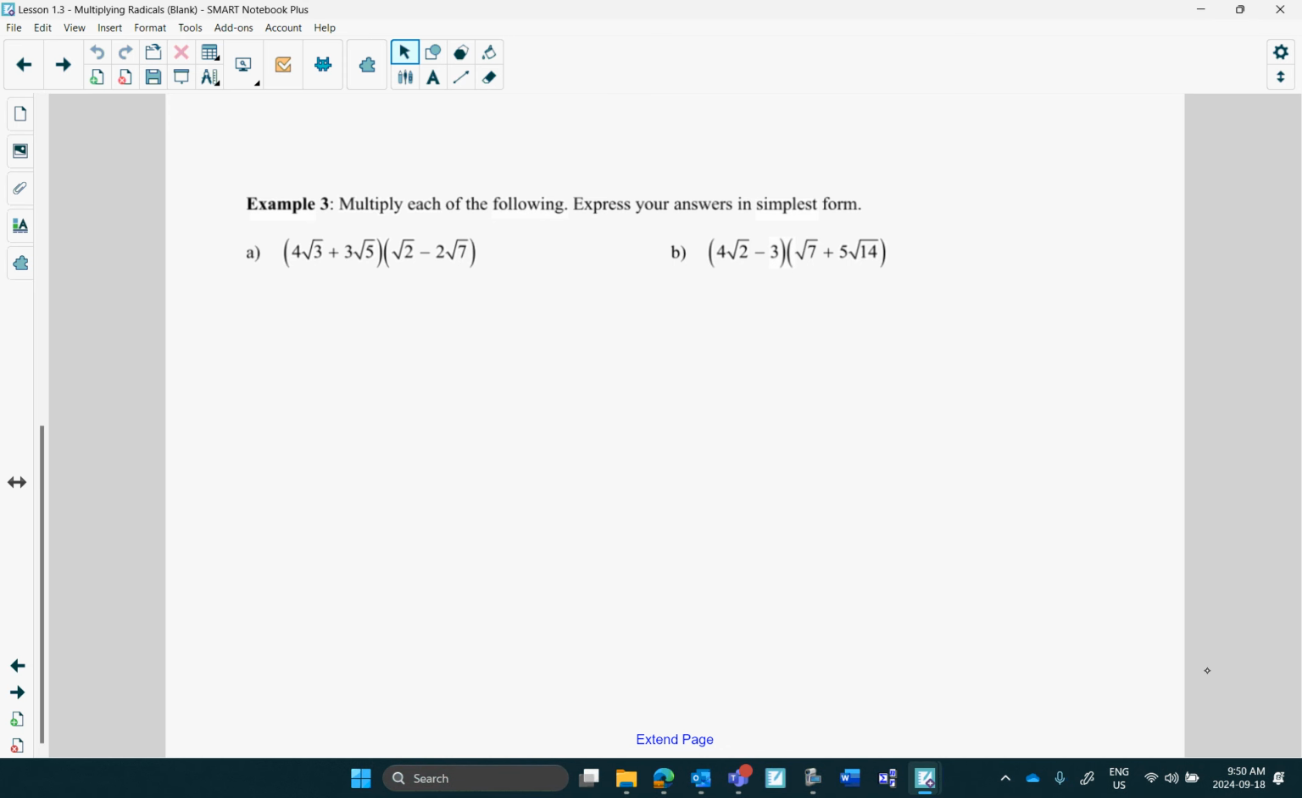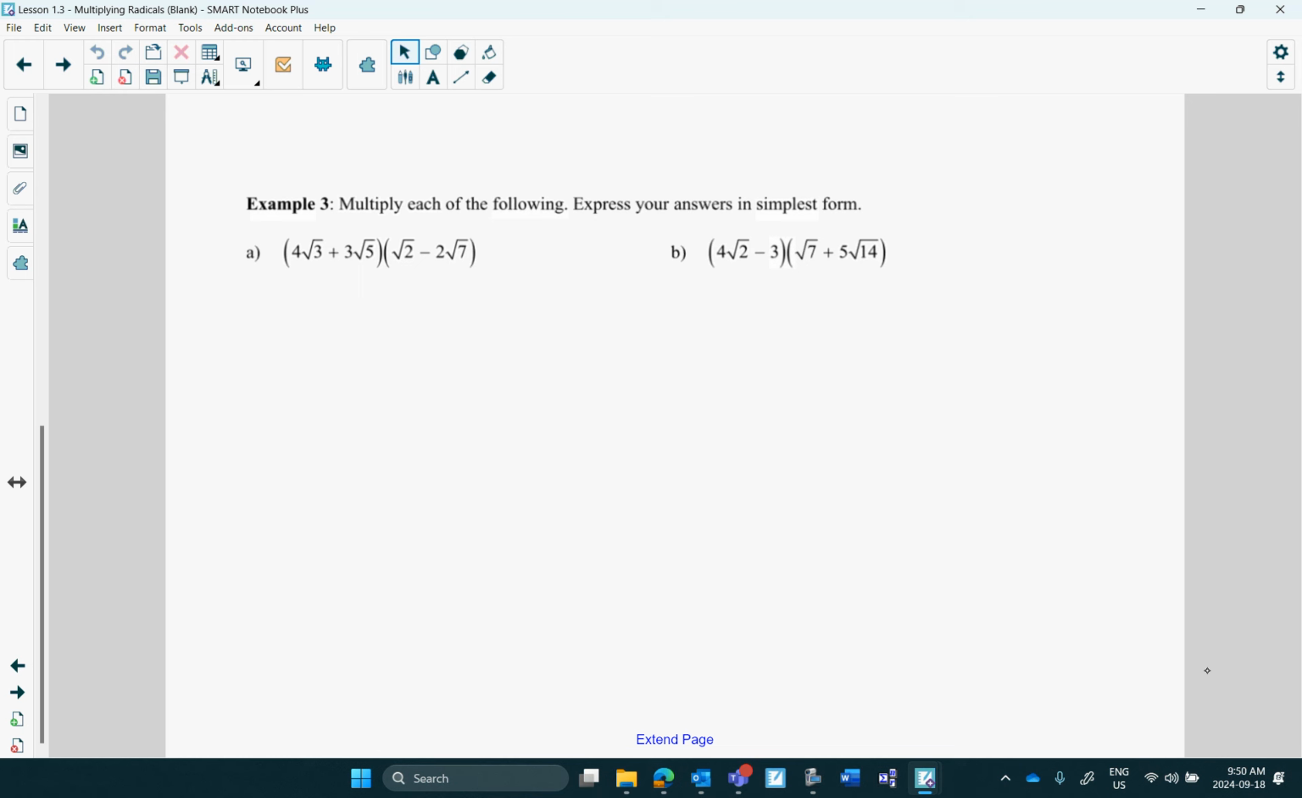All right, so we've been talking about multiplying radicals. And we multiplied a single radical by another single radical. We multiplied a single radical by a binomial in parentheses. Now we're going to look at this situation where we've got two radicals in parentheses times another two radicals in a different set of parentheses.